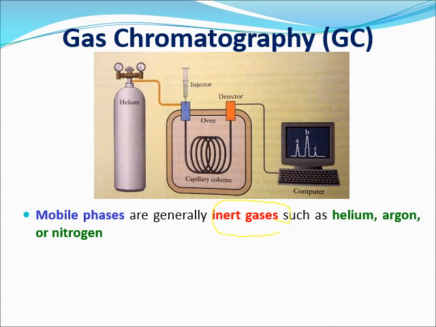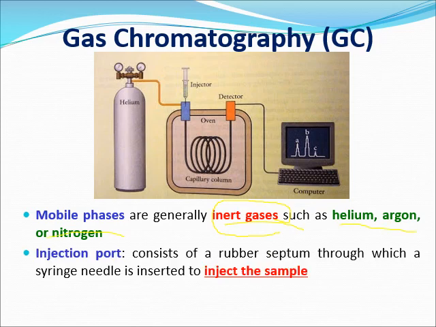Again, the mobile phase for GC is gas, the inert gases such as helium, argon and nitrogen. There is an injection port, which consists of a rubber septum, where you inject your samples, your extract, into the column. The gas will push your samples along the stationary phase, which is the capillary column.